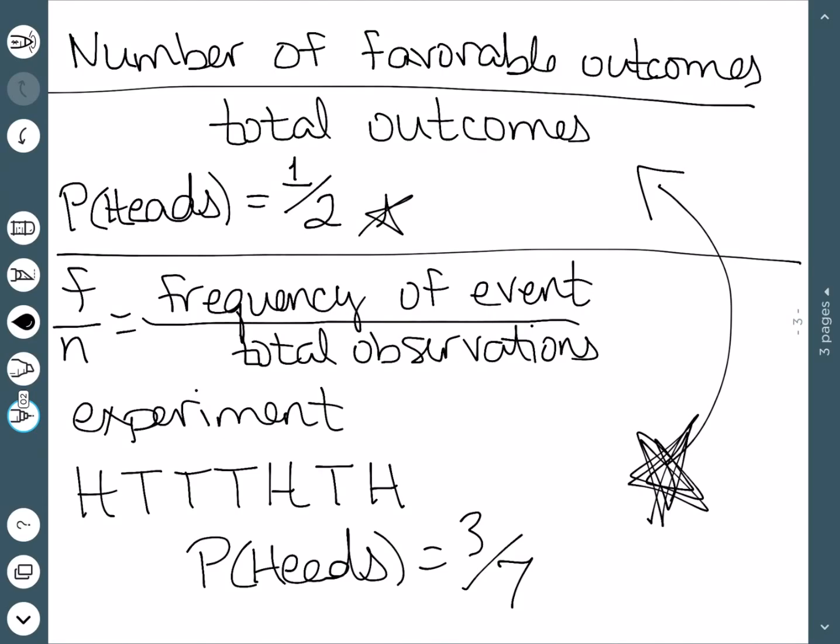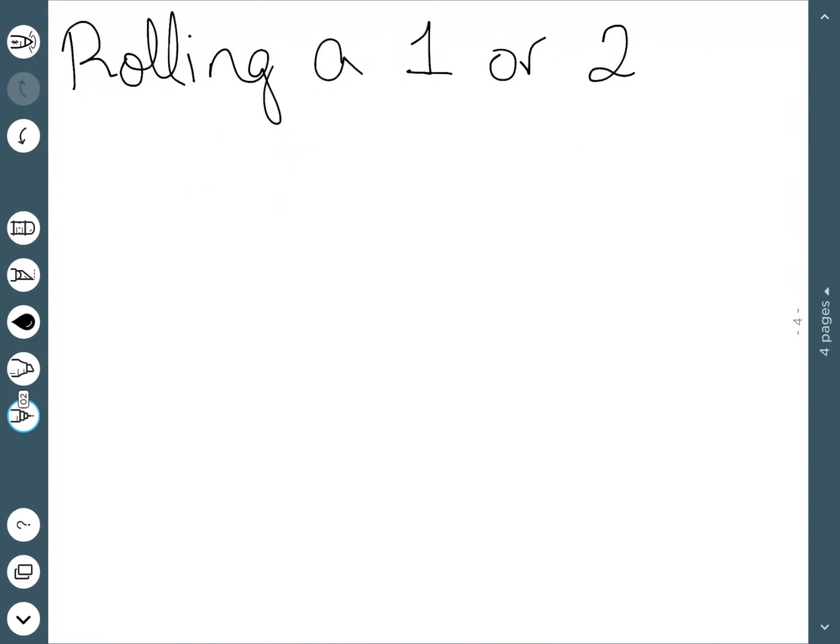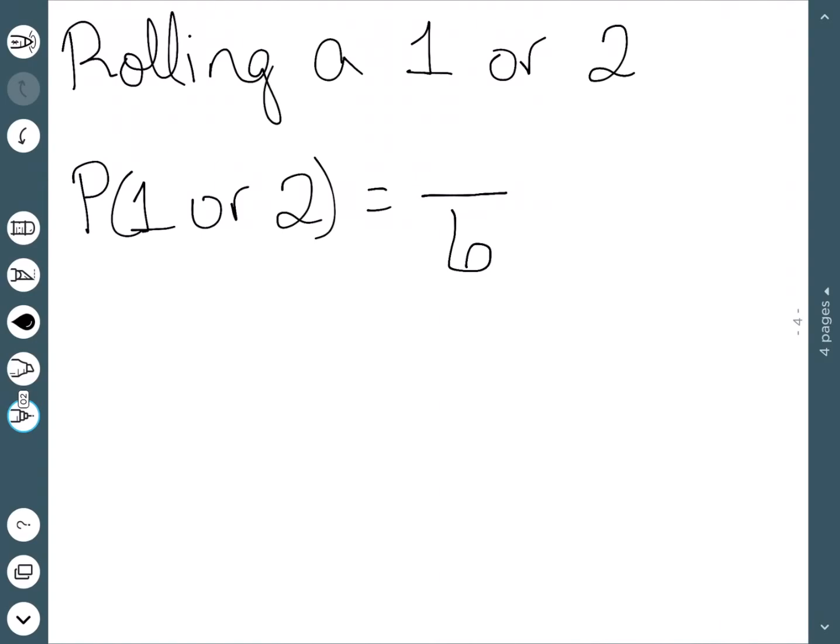So now let's look at actually calculating some basic probabilities. Let's consider that I want to roll a dice, and I want to find the probability of rolling either a 1 or a 2. Well, this is going to be a standard dice, so there are 6 possible outcomes. And how many are favorable? Well, only 2, getting a 1 or a 2. So the probability is 1/3.